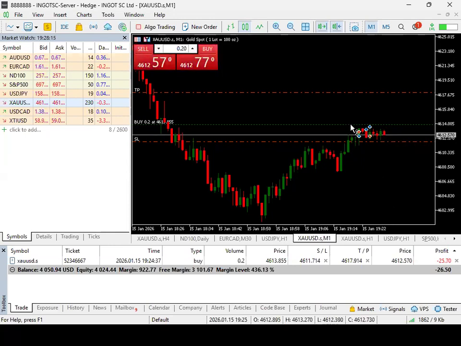Okay, so we are in a trade, and this is what we call floating loss. Right now this is floating loss. Why is it floating loss? Because it's loss, yes, but it's not realized. You can see the balance is still at 40.50. So I haven't really gone in a loss. I just have a floating loss. This means that the order is still active and anything can happen.